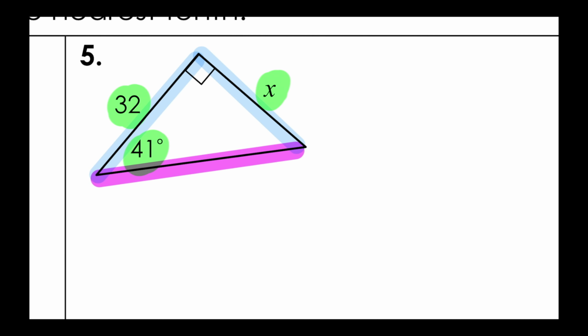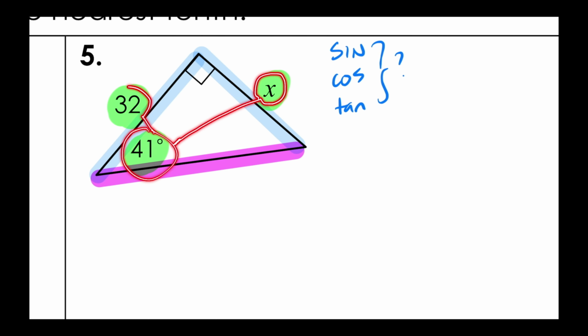And so I ask myself, which one of these am I going to use? Well, if I look at the angle, the side that I'm looking for, and the side that they give me, how are they related to this angle? This side is opposite and this side is adjacent. So if I remember in my head SOHCAHTOA, opposite and adjacent is this one. So I'm going to use tangent.